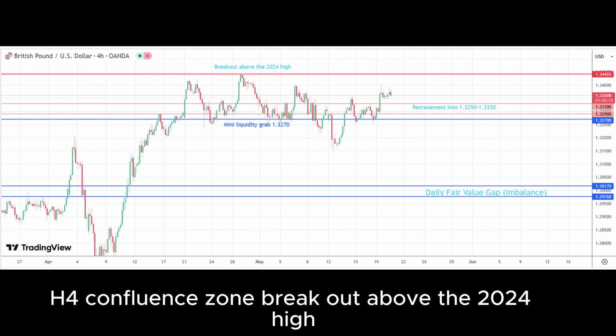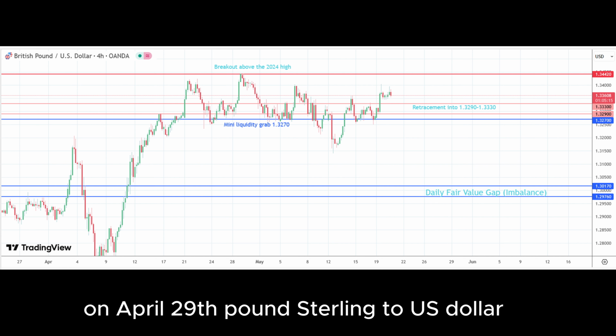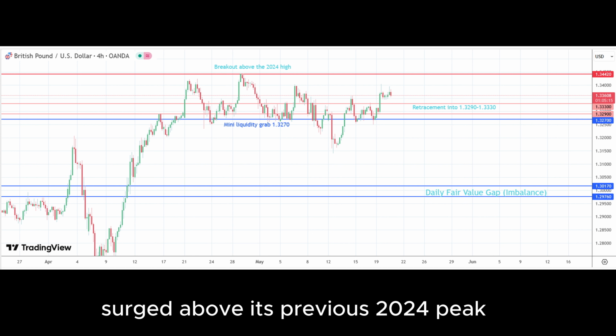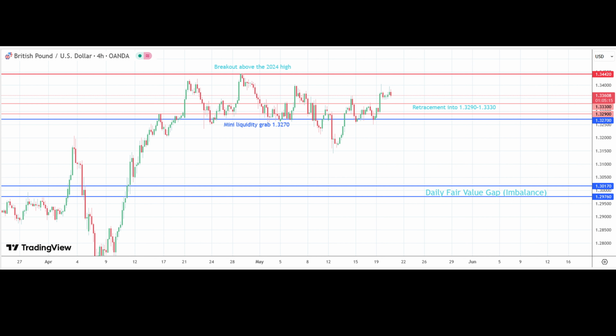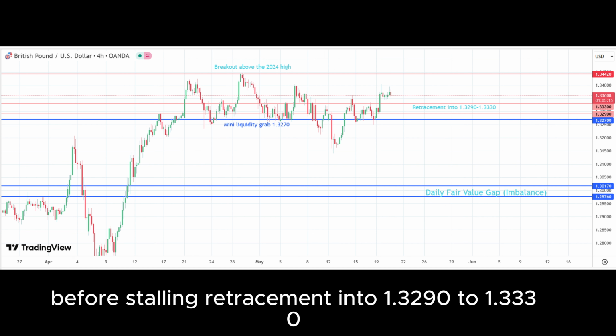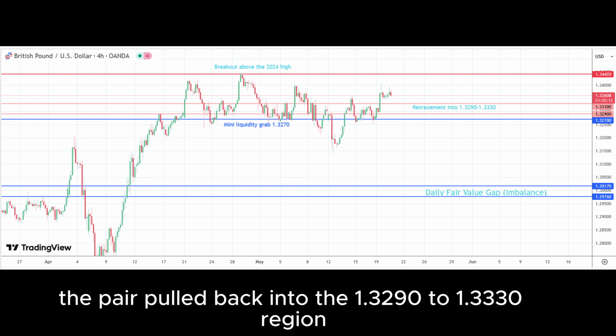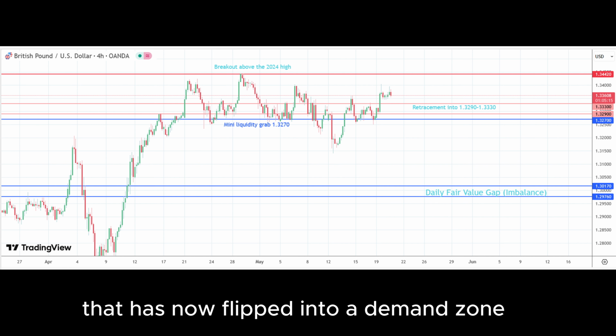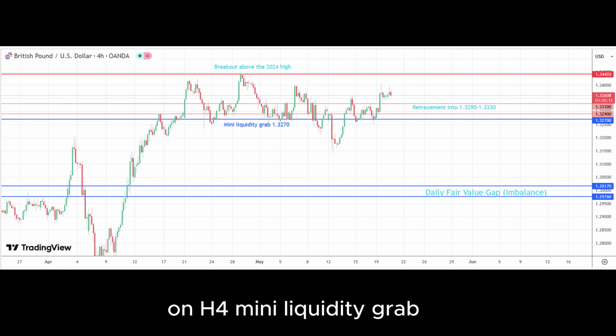H4 confluence zone. Breakout above the 2024 high. On April 29th, pound sterling to US dollar surged above its previous 2024 peak, 1.3433, printing an H4 high of 1.3442 before stalling. Retracement into 1.3290 to 1.3330. After the spike, the pair pulled back into the 1.3290 to 1.3330 region, earlier swing high resistance that has now flipped into a demand zone on H4.